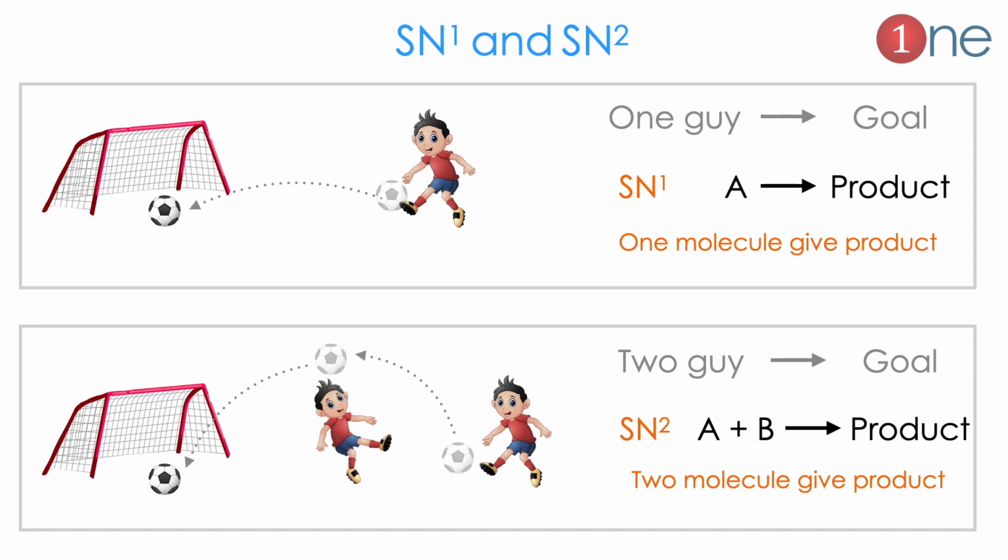So let us apply the same concept to chemistry. If one guy made the goal, it is straightforward, which is called SN1 reaction, meaning one molecule gives the product. If two guys are making the goal, it is called SN2 reaction, meaning two molecules give the product. So if one molecule gives the product, it means SN1; two molecules give the product, it means SN2.